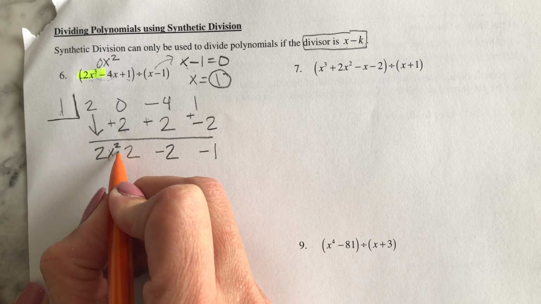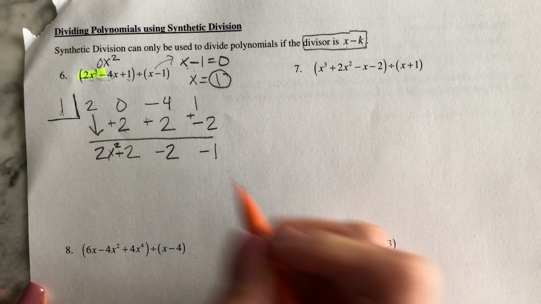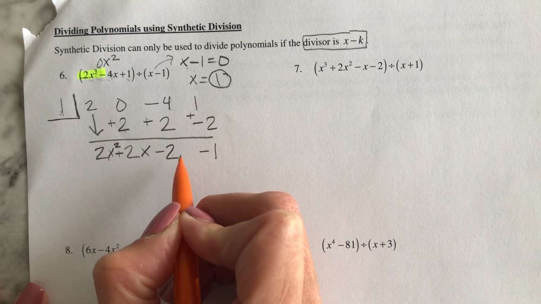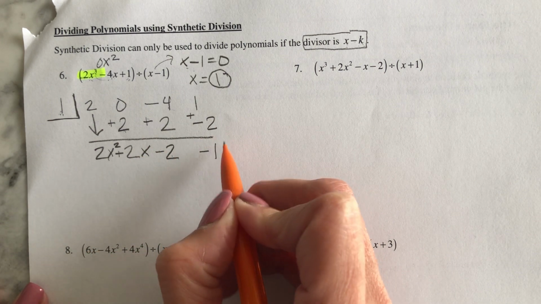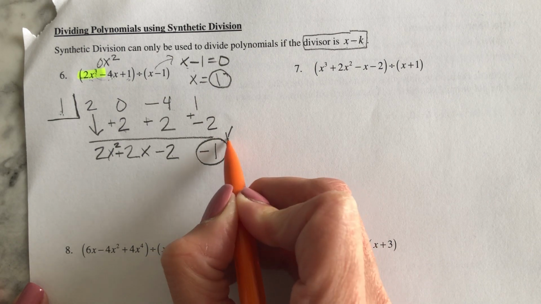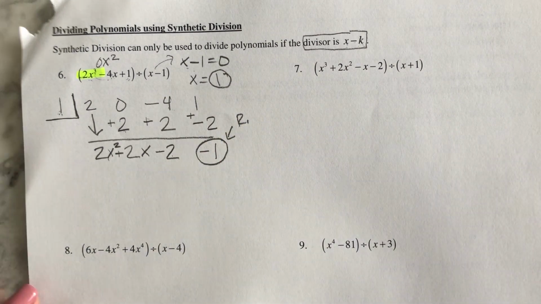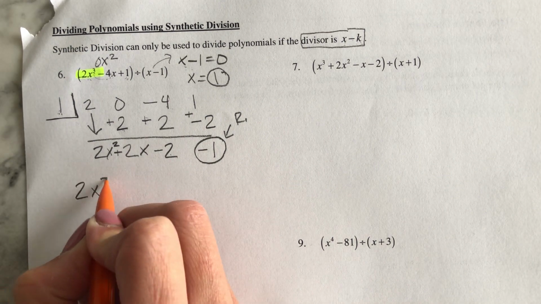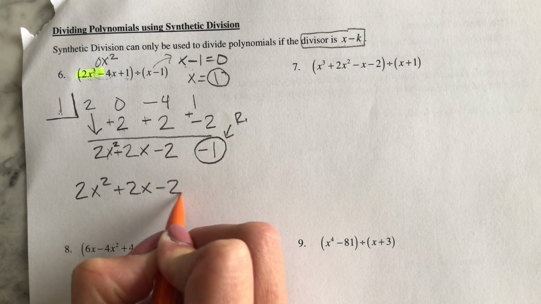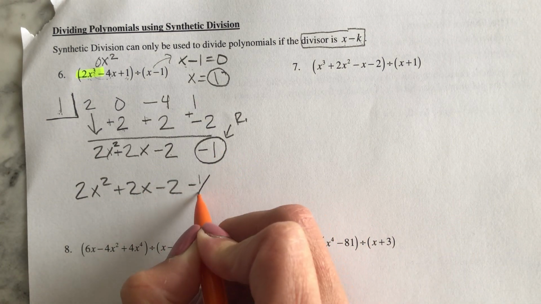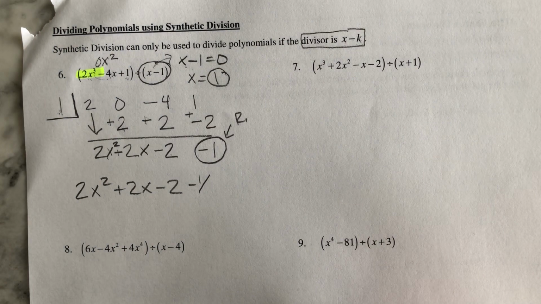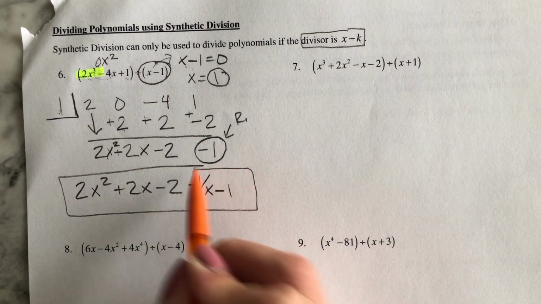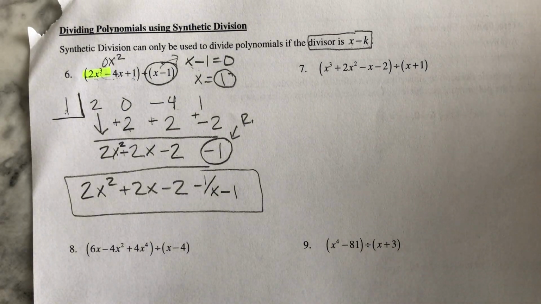And then this is positive, so I'll put a plus. And then after x squared comes x minus our constant. And then that means that this negative 1 is the remainder. And we'll write the remainder as a fraction. So 2x squared plus 2x plus 2 minus 1 over the divisor, x minus 1. Final answer.